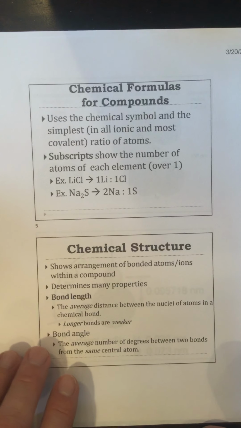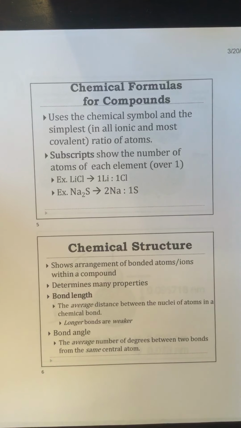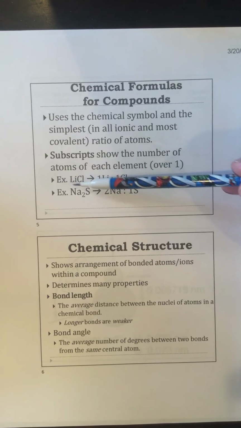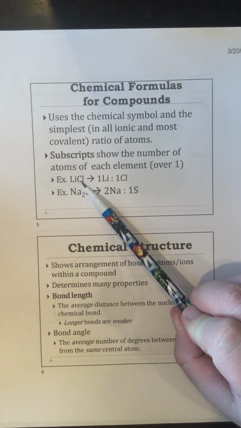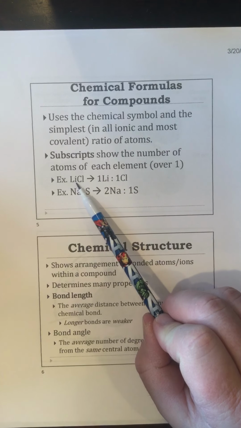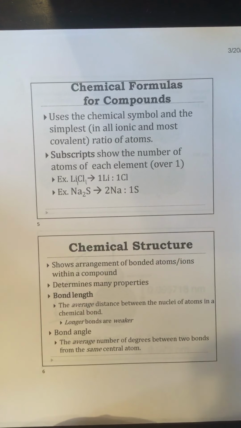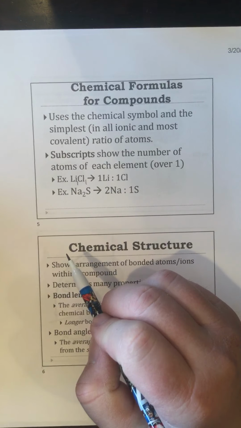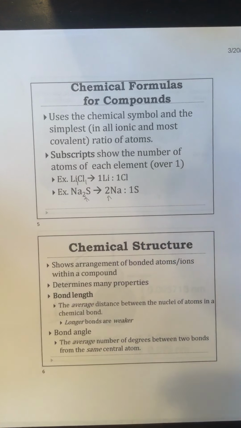So now we're getting into the actual formulas here. And I kind of already drew a couple. You saw some examples. And I mentioned this in the last slide. It talks here about the subscripts. The subscripts show the number of each atom, the number of each element. So in this case, you notice there's no numbers here. Technically, it'd be a 1 and a 1, but we don't write that. It's not necessary. So if there's no subscript, we know it's 1 atom of that element. Down here, obviously, we'd have 2 sodiums, and then we have 1 sulfur.